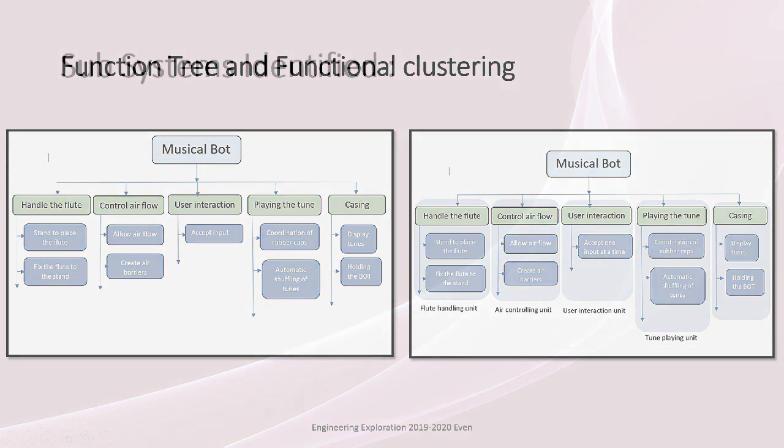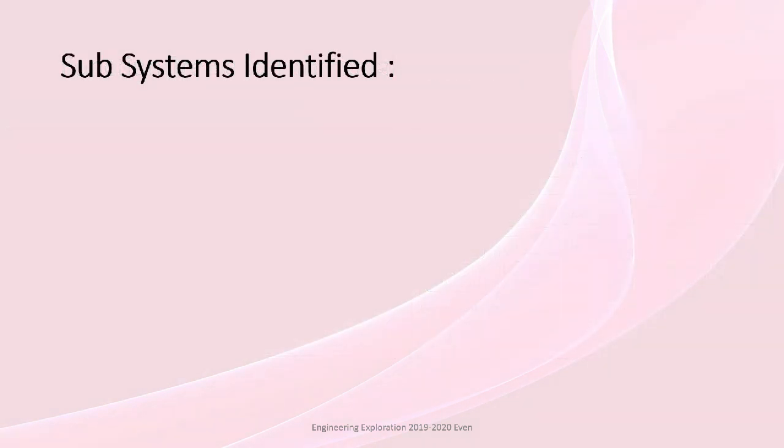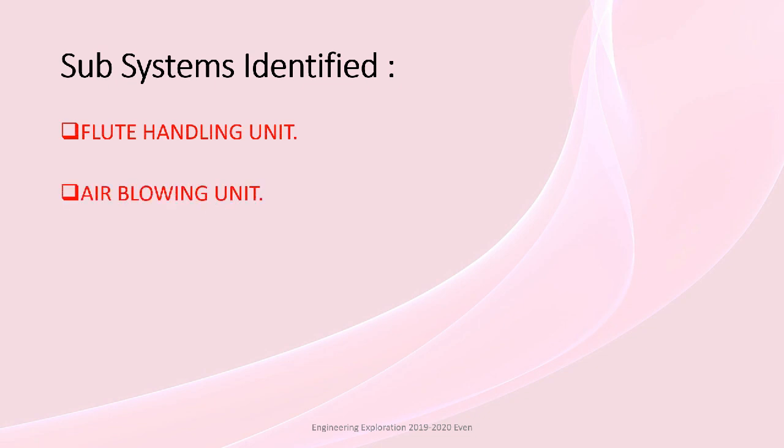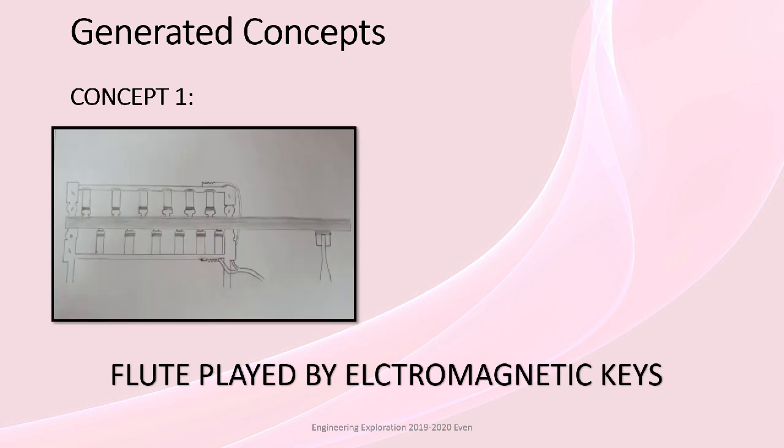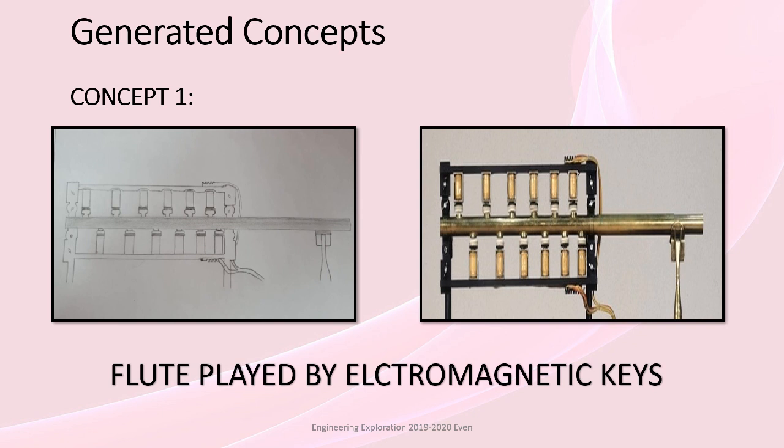So the final subsystems identified are flute handling unit, air blowing unit, user interaction unit, tune playing unit and the casing unit. In order to build an ideal flute playing bot, we looked into several concepts. The first generated concept was flute played by electromagnetic keys. In this concept, the flute is fitted with 12 electromagnetic keys corresponding to human fingers. A row of 15 photocells read the music roll and their amplified signals operate these 12 keys and also govern the airflow inside the flute.